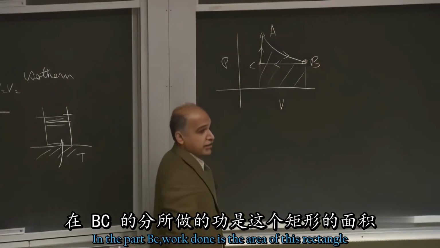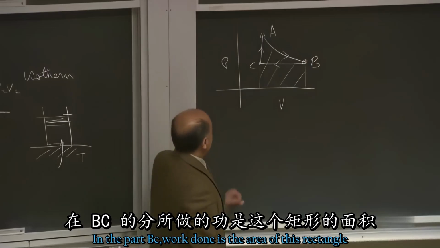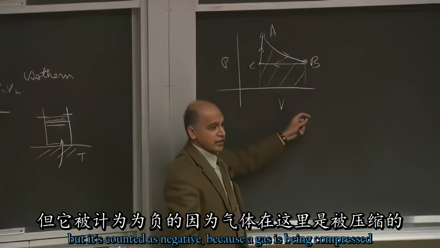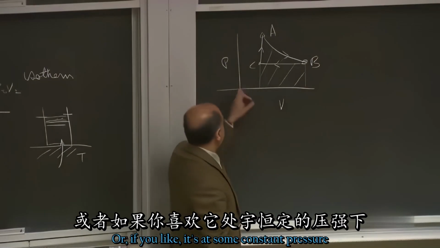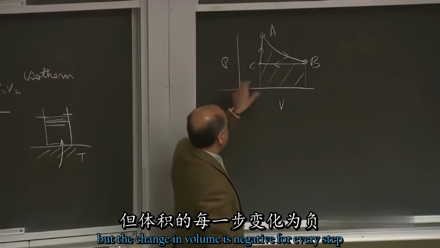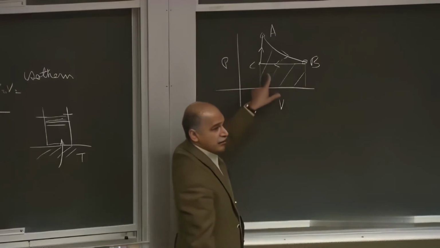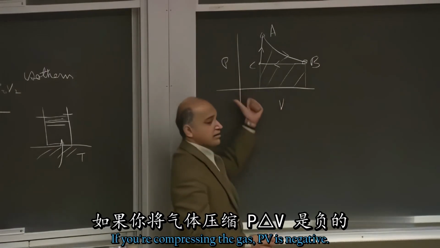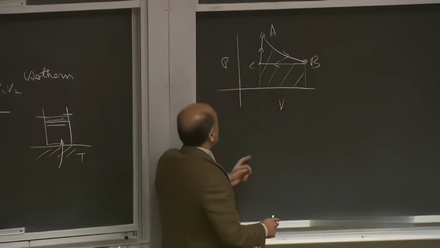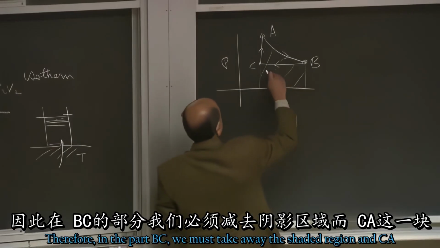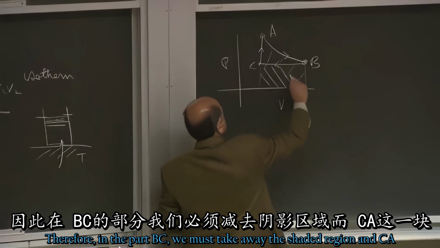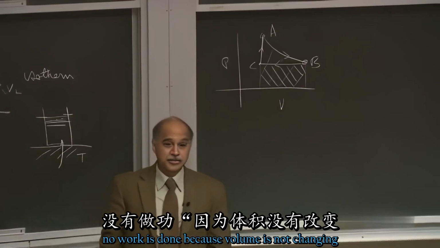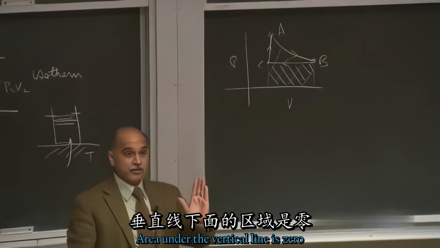In the part BC, work done is the area of this rectangle, but it's counted as negative because the gas is being compressed, or if you like, it's at some constant pressure, but the change in volume is negative for every step. So even though the work done is said to be the area, you've got to keep track of sign. If you're compressing the gas, P delta V is negative. Therefore, in the part BC, we must take away the shaded region. And CA, no work is done because volume is not changing. Area under the vertical line is 0.